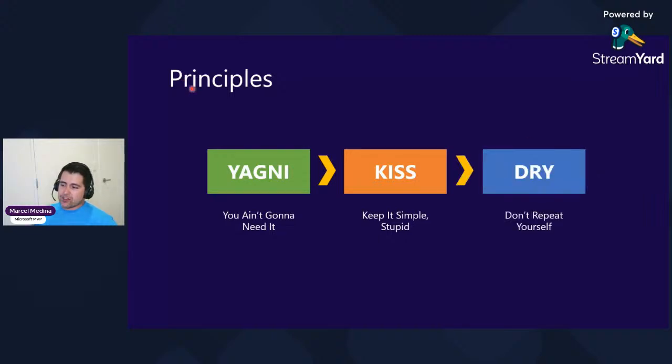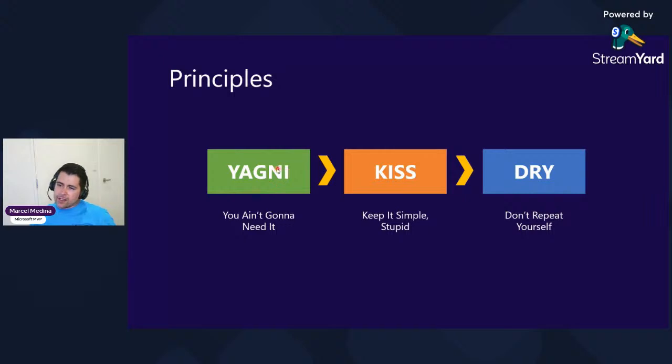DRY, Don't Repeat Yourself. That one is from the book The Pragmatic Programmer. So we're going to create code where you're not going to duplicate, you're going to reuse. So you're going to make things smarter. The main ones I want to bring here are those two, really.